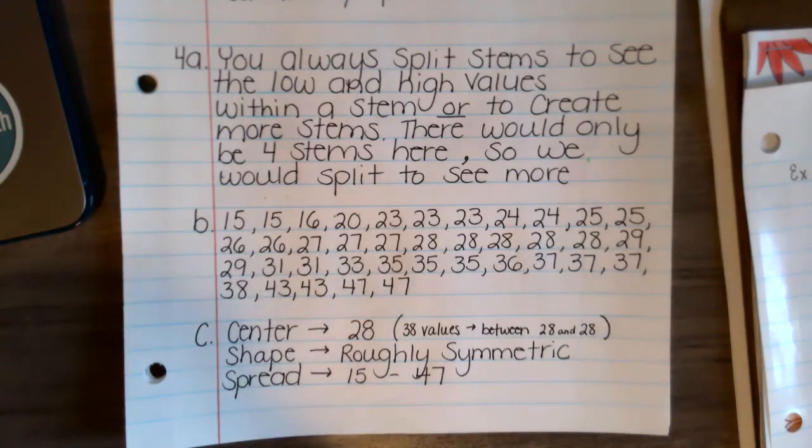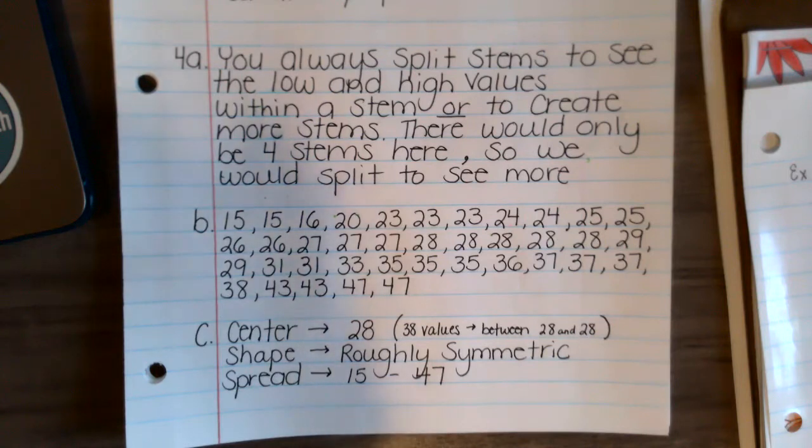create more stems, and that's what this one was. There were only going to be 4 stems if I didn't split. We would have 1, 2, 3, and 4. 4 stems is too light. That's not enough stems. So what you can do is split it, and instead we ended up with 7 stems. So that was the reason for this one.